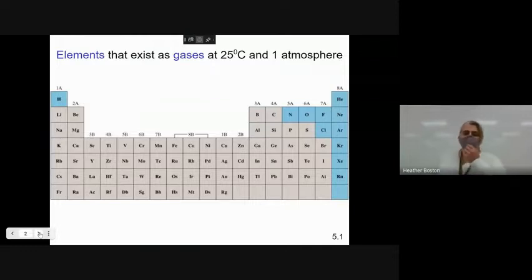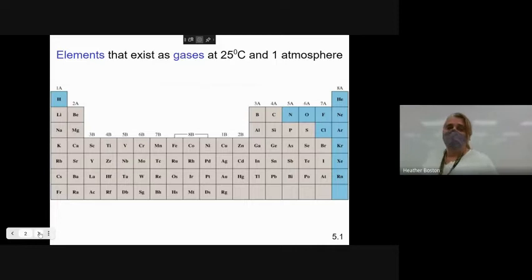Okay, so some elements exist as gases at normal standard temperature and pressure, and these elements are listed in blue on this periodic table of the elements. Look at my periodic table of the elements on the wall. You see that they're listed in red. What do all of the elements that are gases at standard conditions have in common? They are nonmetals. Good job.